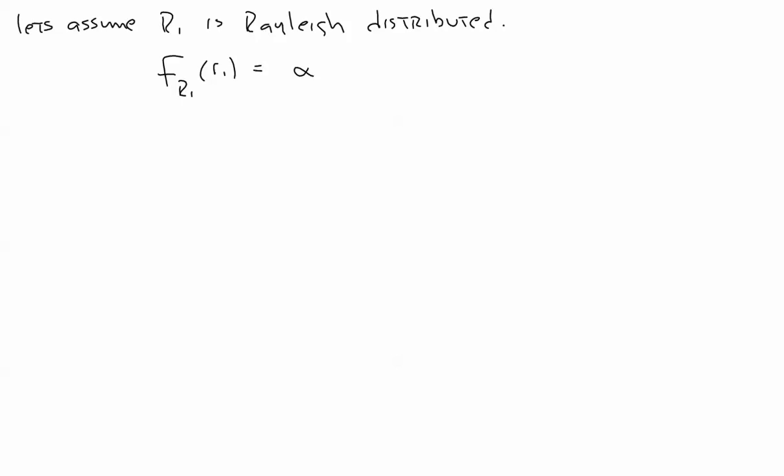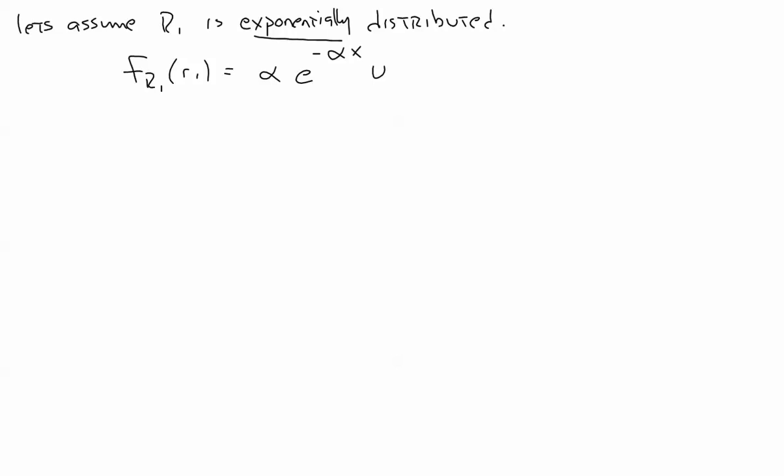All right? A Rayleigh probability density function looks like this. Oh, I'm sorry. I did the math wrong. This is exponential. I'm going to assume that it's exponentially distributed. I beg your pardon. My math is actually, I did my math assuming an exponential random variable, not a Rayleigh random variable. All right, so my probability density function for R1 looks like this: alpha e to the minus alpha x, u of x.